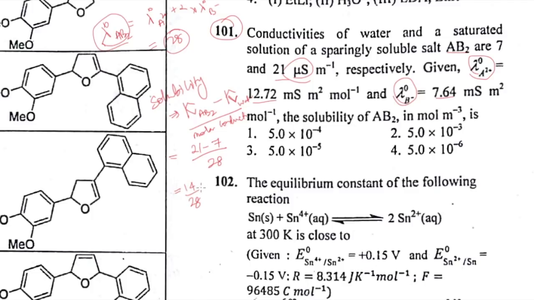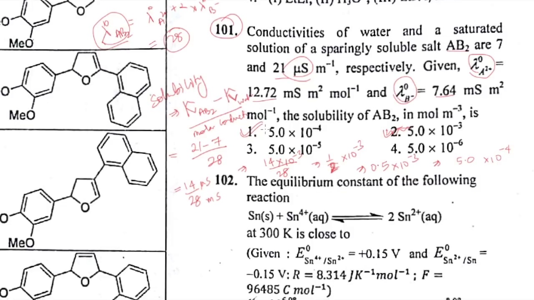In the numerator the values are in microsiemen, and over here you have millisiemen. So just convert microsiemen into millisiemen by multiplying with 10 to the power minus 3. So it will be 14 into 10 to the power minus 3 divided by 28. That will be 1 by 2 into 10 to the power minus 3, which gives 0.5 into 10 to the power minus 3, or you can write it as 5.0 into 10 to the power minus 4. So the first one is your correct option. That's how you have to do it.